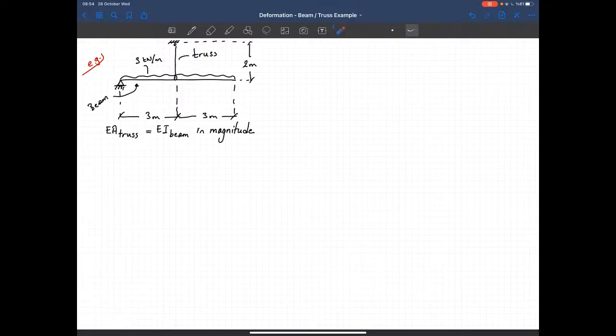So we know that since that's a beam, we don't have to worry about the axial deformations. And you can actually see that because it's under the transverse loading only. So there's no axial force on it. So we will only think about the bending deformation.